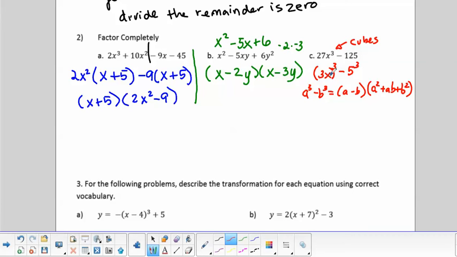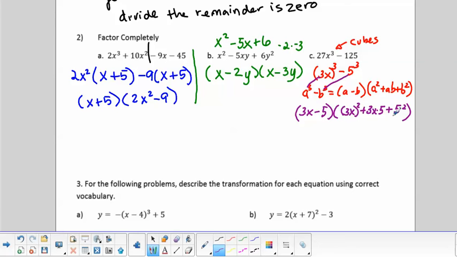So you notice here that this is a cubed minus b cubed. We have the cube of 3x minus the cube of 5. So everywhere we see a, we put 3x, and everywhere we see b, we put 5. Let me connect those for you. 3x is the a, 5 is the b. So instead of a minus b, I have 3x minus 5. And then I have the square of 3x. Be careful, you have to square both the 3 and the x. And then a times b, so that would be 3x times 5. And then the square of 5.